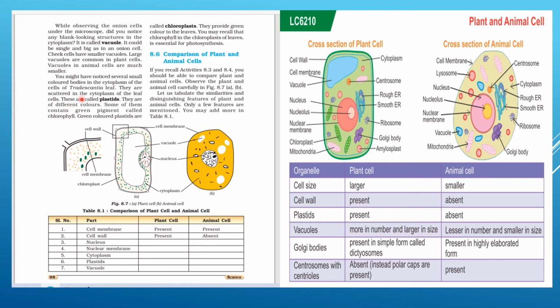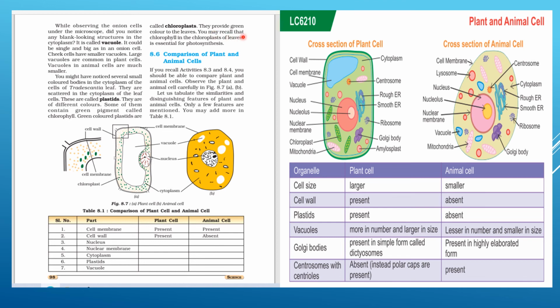So one more topic is there, plastids. When we see the cytoplasm, just see here, they are scattered in the cytoplasm. Here you are seeing the green structures. They are known as plastids. They have different colors, but some of them contain the green pigment also. Green pigment, you know very well now, is called chlorophyll. So this green colored plastid is called chloroplast.